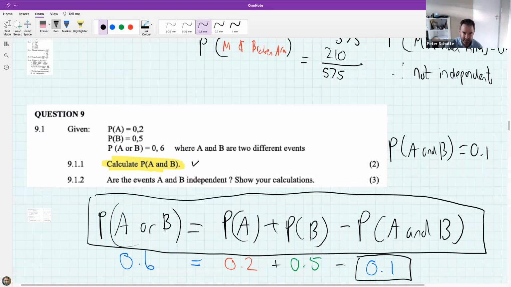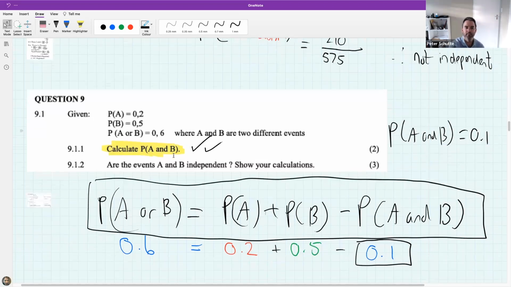Okay, so we use the additive identity here. Now, I want you to check, are the events A and B independent? And I want you to do that by yourself. Are the events A and B independent? What should I be checking?